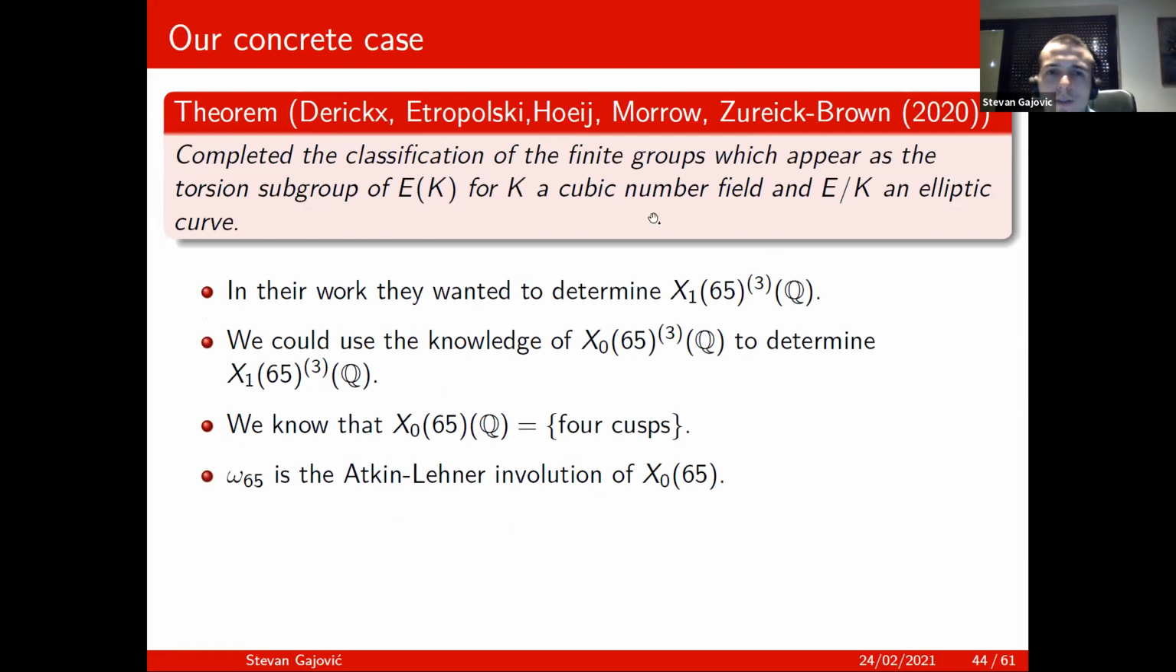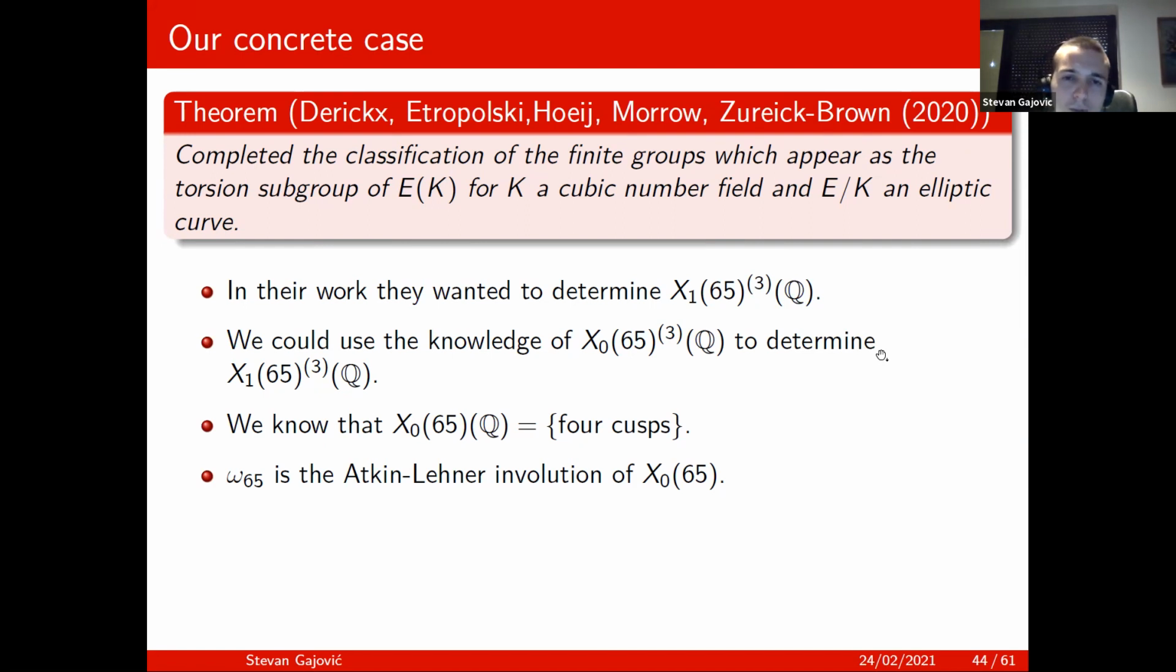A concrete example is, as I said, the classification of the finite groups that could be torsion subgroups of elliptic curves defined over cubic number fields, computed last year. For that they really computed some cubic points on some curves.